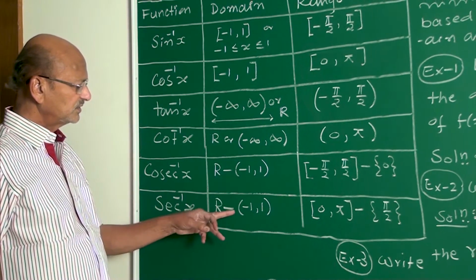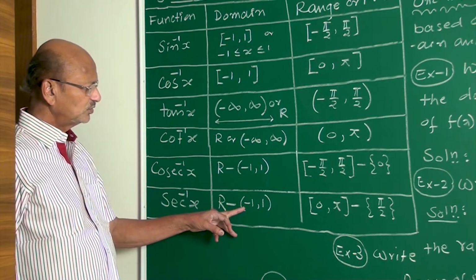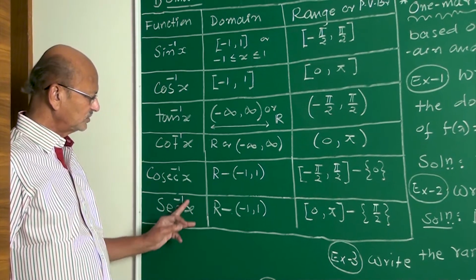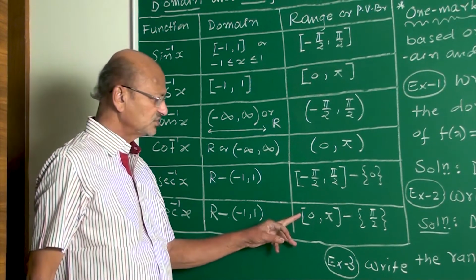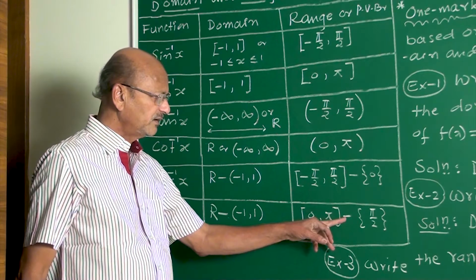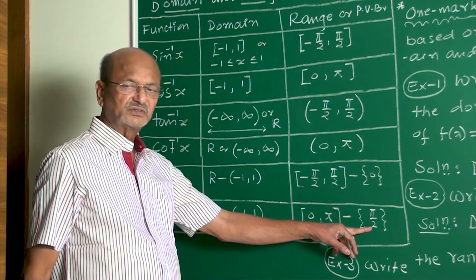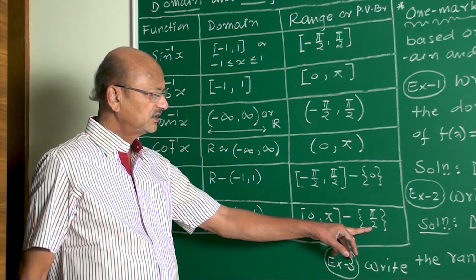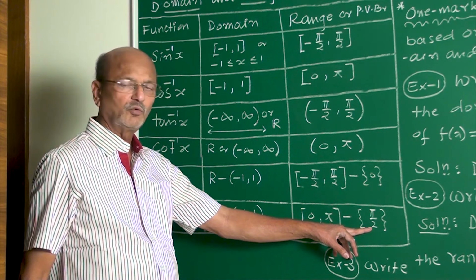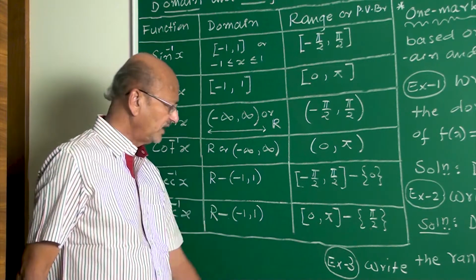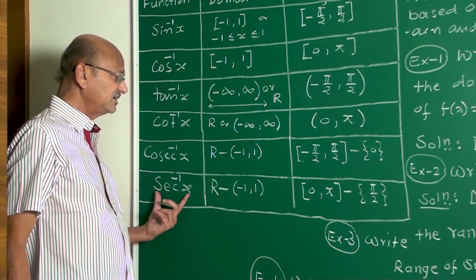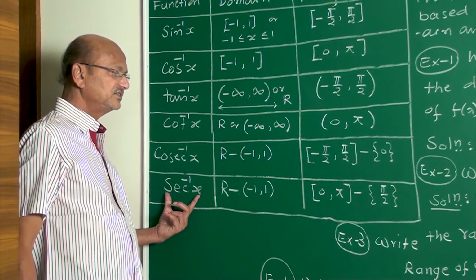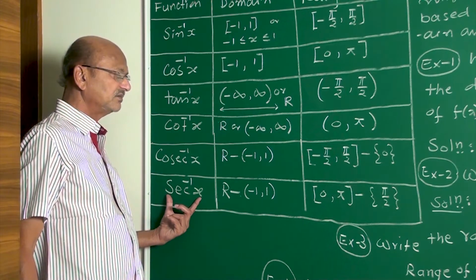The entire set of real numbers minus 1 to plus 1. Both are the same. For cosec inverse and sec inverse, the domain is the same. And for the range, closed interval 0 to pi minus the singleton pi by 2, a set containing the point pi by 2, because cos 90 is 0 and sec 90 is undefined.